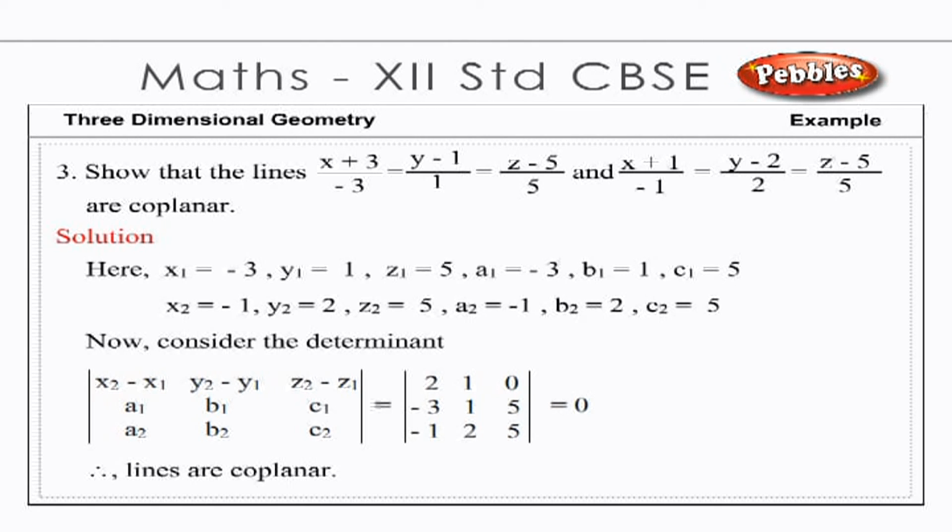Now, consider the determinant |x2 - x1, y2 - y1, z2 - z1; a1, b1, c1; a2, b2, c2| = |2, 1, 0; -3, 1, 5; -1, 2, 5| = 0.